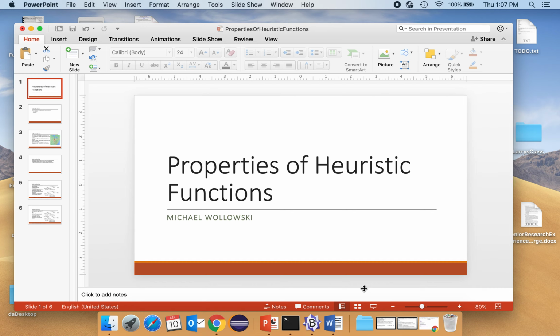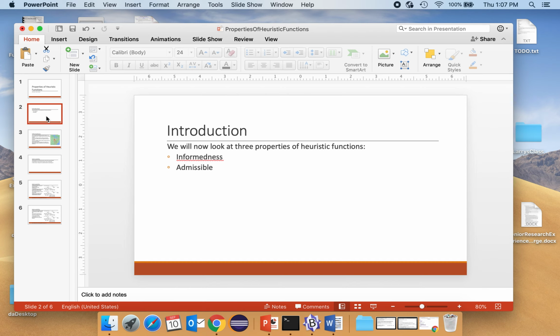Hello, everybody. In this brief slide presentation, I want to talk a little bit about some of the properties of heuristic functions that we need to know about. We're going to look at two properties. One of them is informedness, and the other one is admissibility.